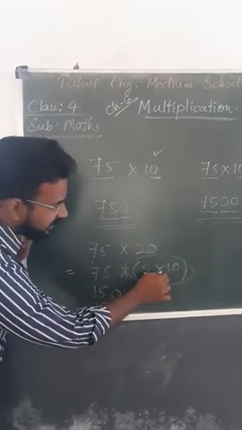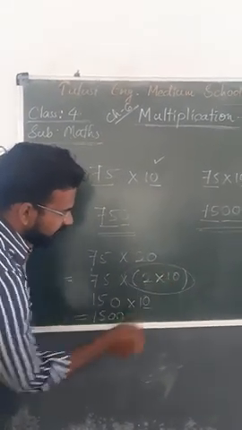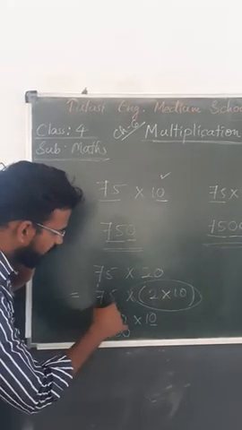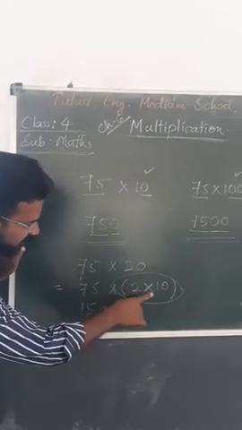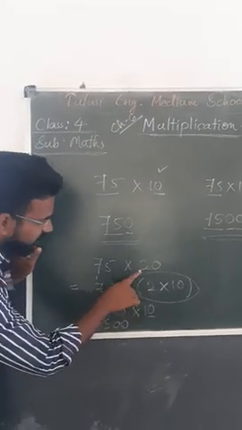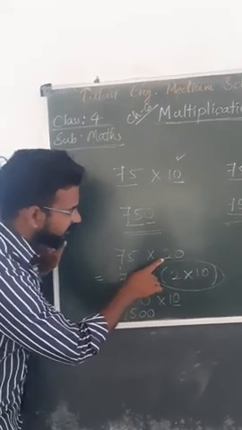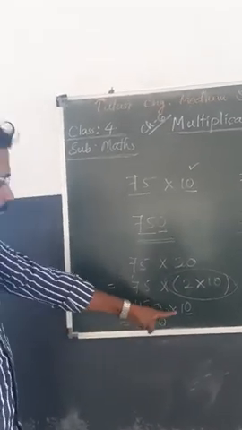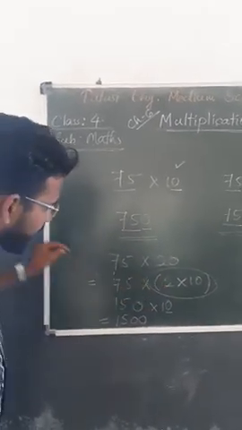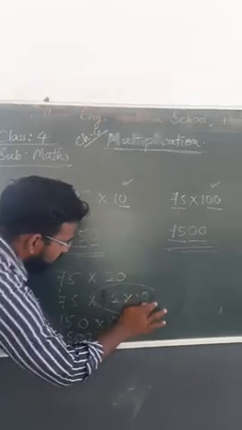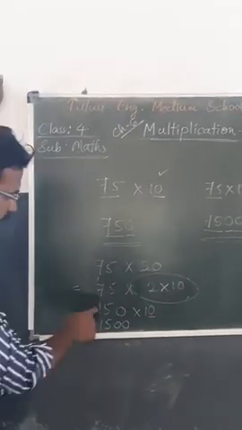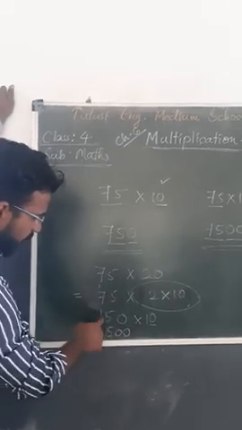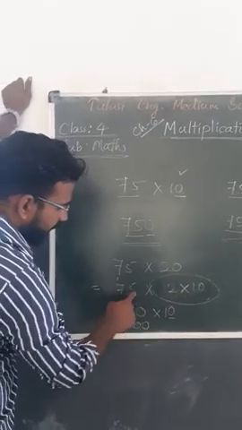It is not plus, it is a multiplication symbol. If it is plus, we have to multiply separately like the distributive property. But it is a multiplication symbol, so I just made it 2 into 10 instead of 20. If you cannot understand, just remove the brackets and it will be clear: 75 into 2 into 10, that is 150 into 10.